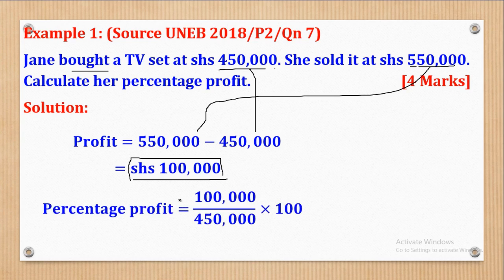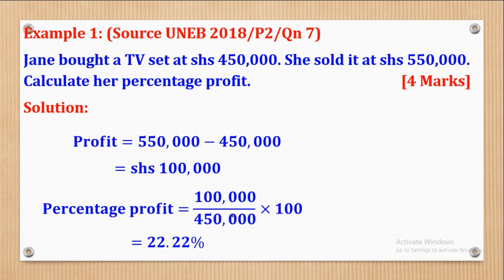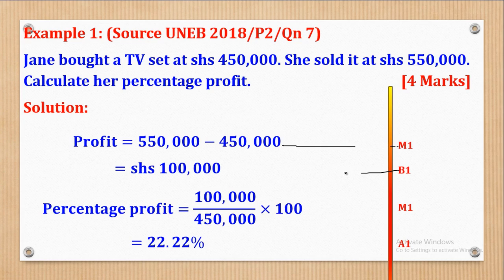So now this is our profit, and now that we know profit, you can calculate our percentage profit from the formula profit over cost price multiplied by 100. So when I do that, I'll come up with my percentage being equal to 22.22%, and basically that's what they wanted. Now let's see how much can be awarded. So M1 is for subtraction, B1 is for getting the profit, M1 is for substitution, and A1 is for the final answer which they want. So basically that's what they wanted in this example.